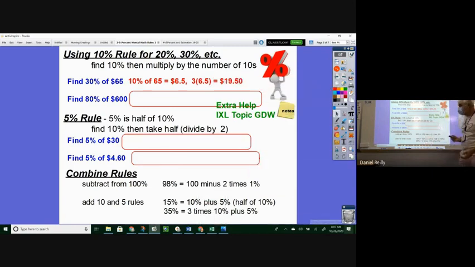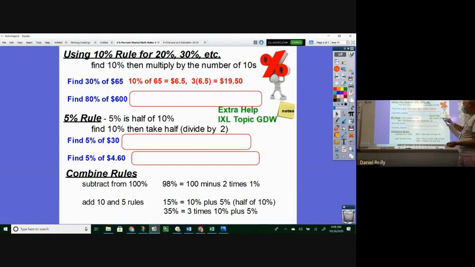$19.50 is correct. And again, if you have trouble with this multiplication stuff, I'll give you these IXL topics. I will post them in Classroom. They are optional, but they're good practice on these kinds of quick mental multiplications that you should be able to do.